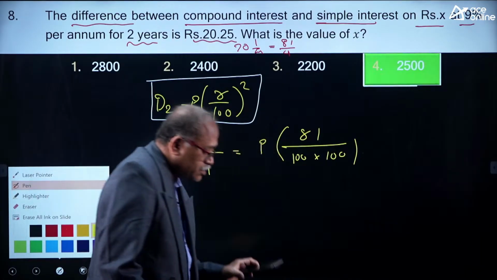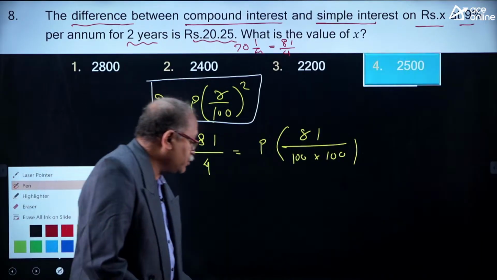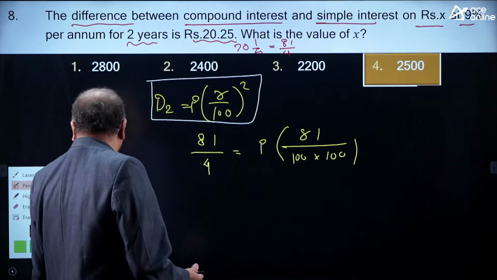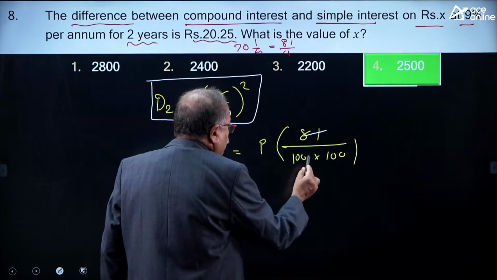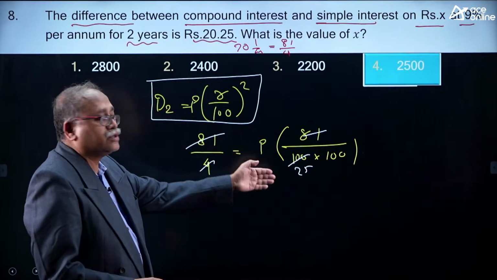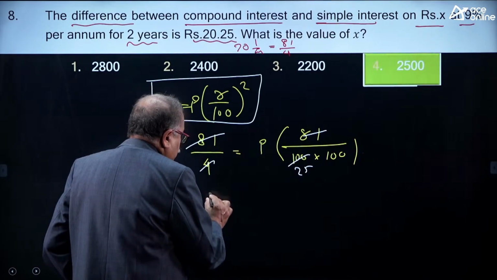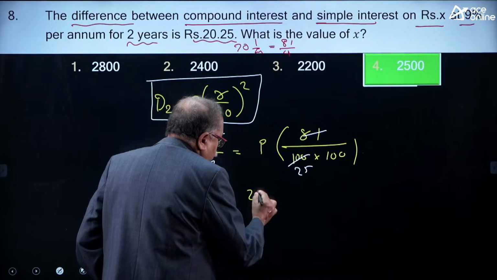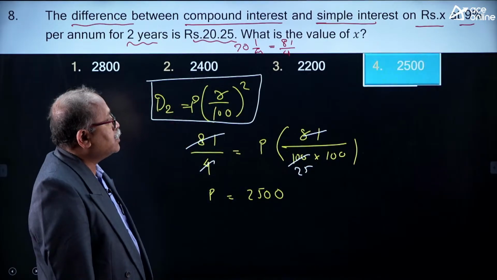Anyone else answer the question other than Chinna Rakesh? 2500. Pandu, answer the question correctly, my dear friends. So, here 81 gets cancelled. You know that this gets cancelled 25 times. So, 2500 P is equal to nothing but 2500. So, P is 2500. Well done. Now, take the next question.